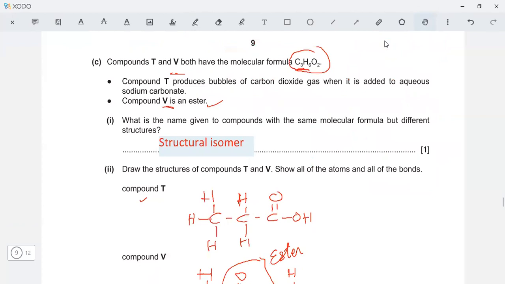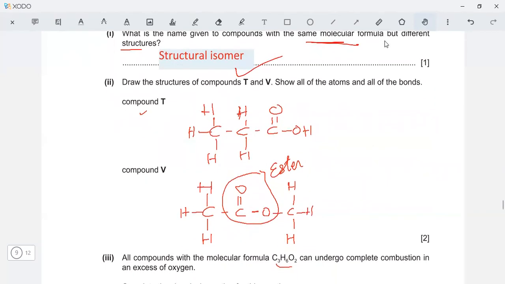Now see, compounds T and V both have the molecular formula C3H6O2. Compound T produces bubbles of carbon dioxide gas when it is added to aqueous sodium carbonate. Compound V is an ester. First bit: what is the name given to compounds with the same molecular formula but different structures? We know that if there is the same molecular formula but different structure, that phenomenon is well known as structural isomerism, right? So we just write structural isomerism or isomer.